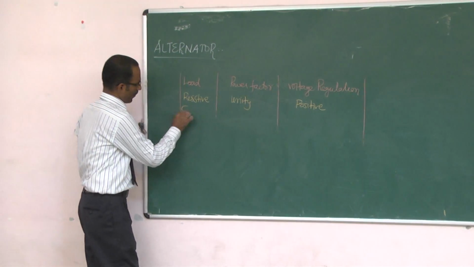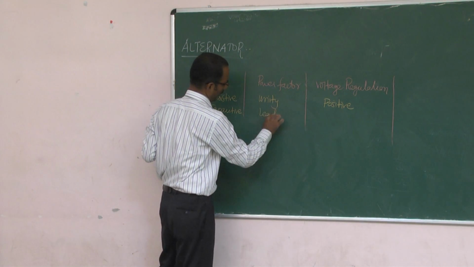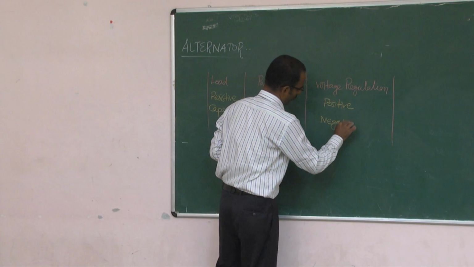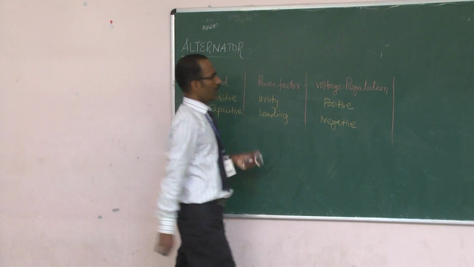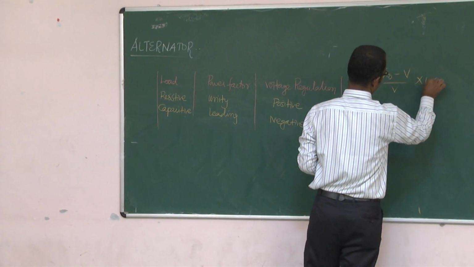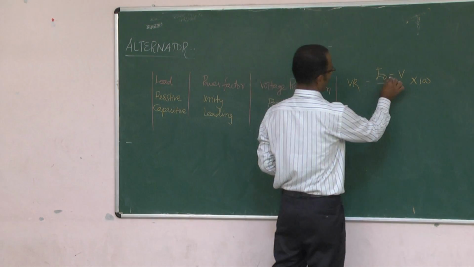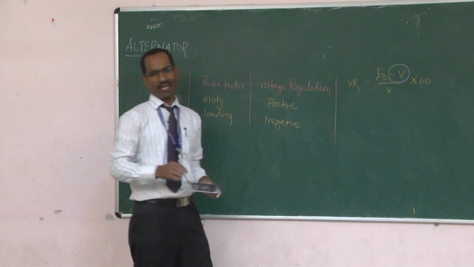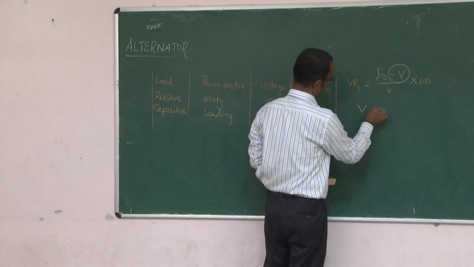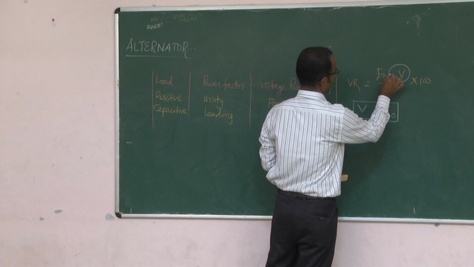If the load is a capacitive load, it works at a leading power factor. The voltage regulation is negative. Why do we get negative voltage regulation? As per the formula, (E0 minus V) by V into 100, which is the formula to find the voltage regulation. We get a negative value if the voltage at the loaded condition is greater than the voltage at the no load condition. So, the terminal voltage is greater than the induced EMF E0 at no load, and we get the answer in negative.